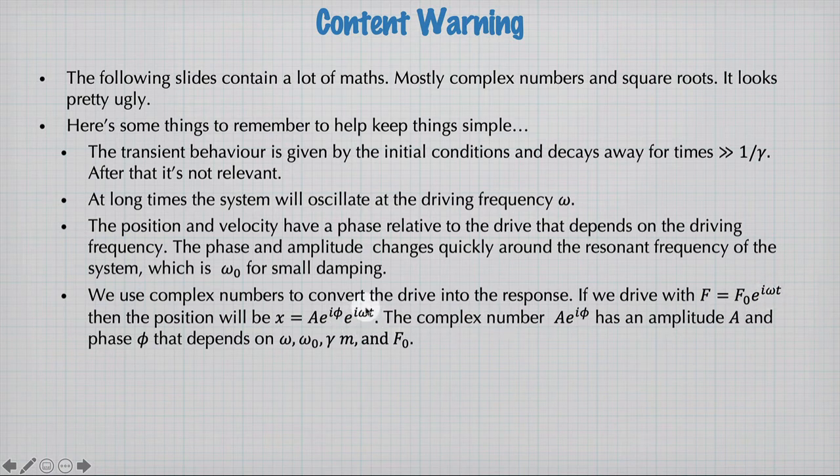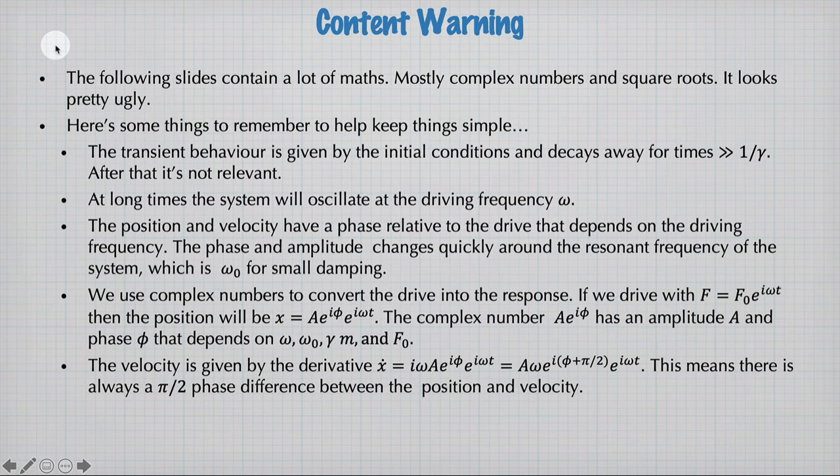The position has the same sinusoid e to the I omega t, but instead of having amplitude F naught, it's got some amplitude A times e to the I phi. So A will tell you how big the motion is. Phi will tell you the relative phase to the drive, because the drive has a phase term out the front of zero phase, so it'd be like e to the I times 0. Here we've got e to the I times phi, so there's a relative phase difference of phi between the force and the position. And this complex number e to the I phi will depend on everything: omega, omega naught, gamma, m, and F naught.